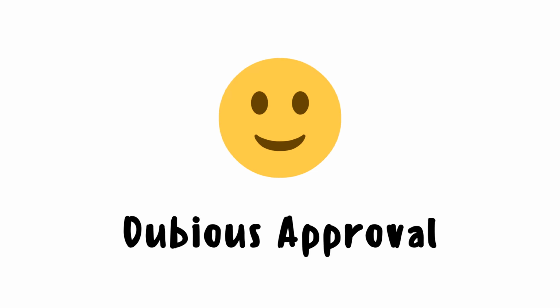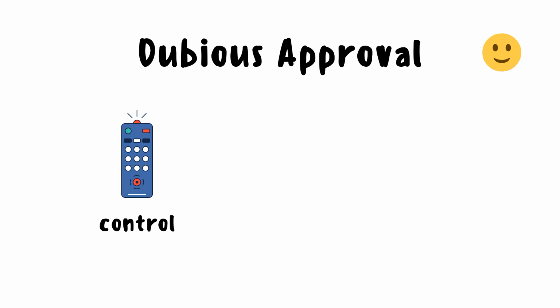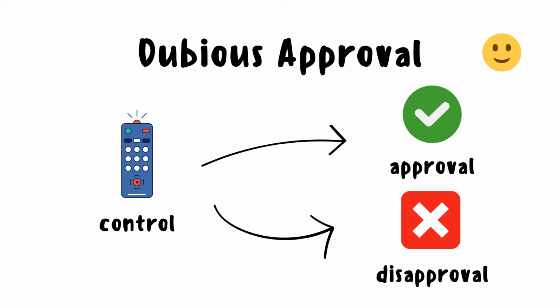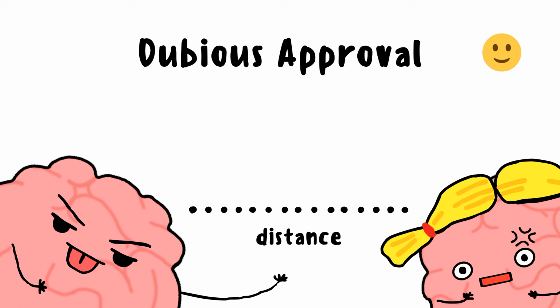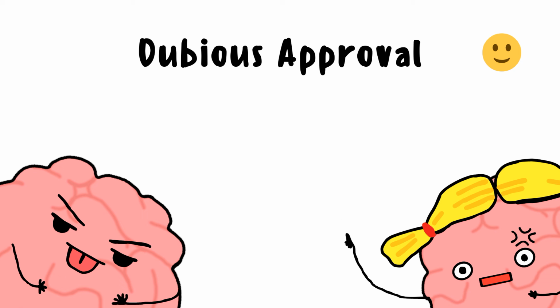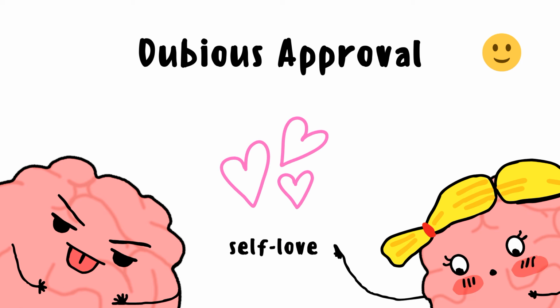Dubious approval. As a means of controlling the behavior of others, manipulators are capable of using approval and disapproval. As soon as you stop meeting the manipulator's expectations, they cease approving your actions and start distancing themselves, so that you begin behaving in a way that is convenient for the manipulator. To combat this type of manipulation, it's important not to seek approval from others and to learn to value your personal victories and merits independently.